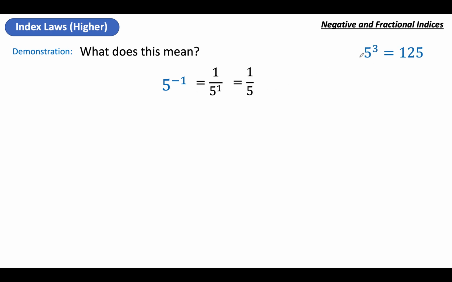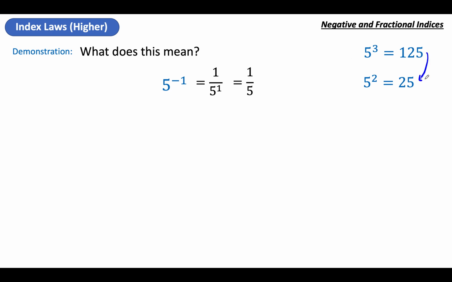Right, firstly, imagine we've got 5 to the power of 3. It's separate to this, right? This is just a separate little demonstration. 5 to the power of 3 equals 125. Now 5 squared is 25, right? Because 5 times 5 is 25. 5 times 5 times 5 is 125.